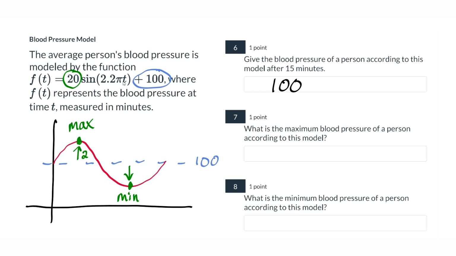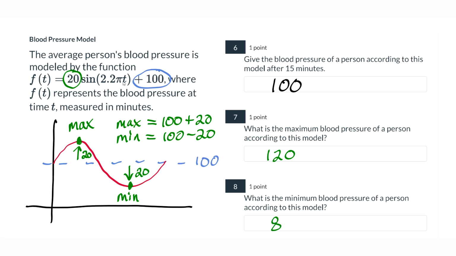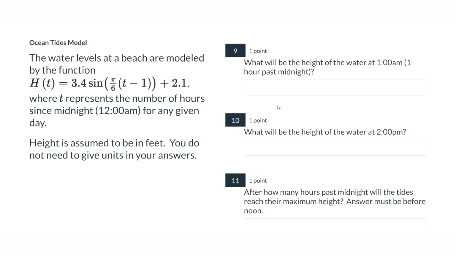So since it goes up 20 and down 20, we can easily say that the maximum would be 100 plus 20, and the minimum would be 100 minus 20. So 7 and 8 ask actually these two questions. So the maximum would be 120. So according to this model, the maximum blood pressure you'd have would be 120 over this interval, and the minimum would be 80.